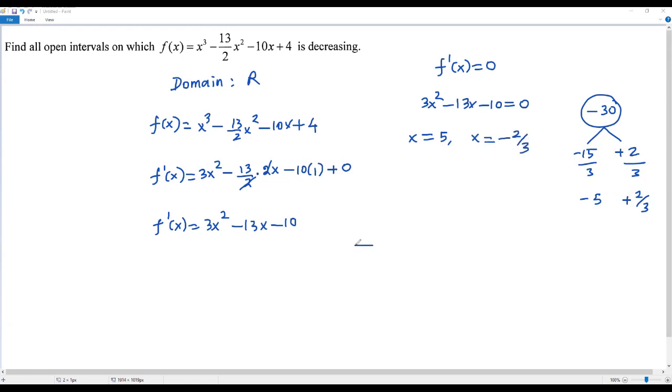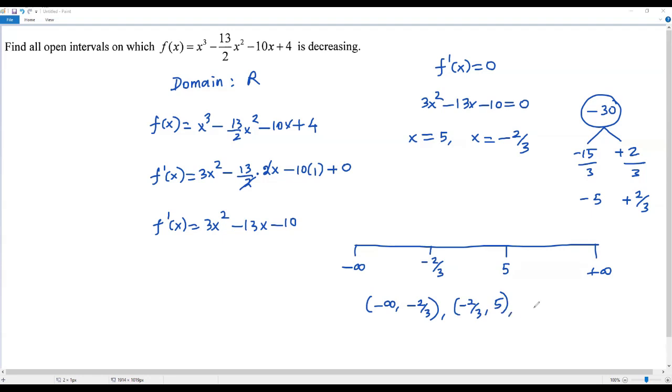Now I have to mark these two values of x on the number line. Here the negative value should be written first, negative 2 over 3, and the positive value next, and the right side extreme is positive infinity and the left side extreme is negative infinity. Using these two values of x, I can split the real number line into three intervals. The first interval is negative infinity comma negative 2 over 3, the second interval is negative 2 over 3 comma positive 5, and the third interval is 5 comma positive infinity.